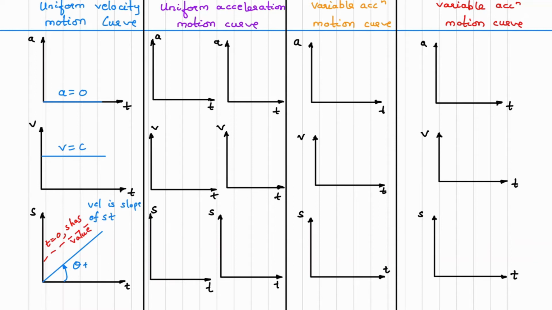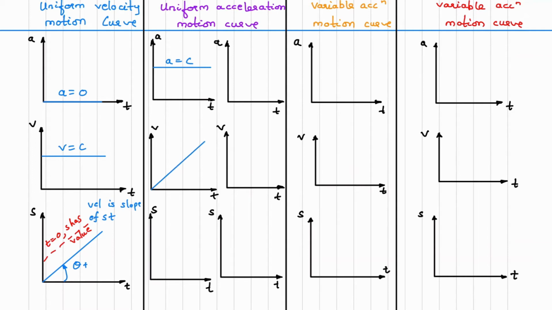Now next we will see the uniform acceleration motion curve. What is the meaning of uniform acceleration? Acceleration will be constant. So we can show a constant acceleration curve. So this will be acceleration equal to constant. Now we have to draw the VT diagram next. How to draw the VT diagram? Slope of the VT diagram is equal to acceleration. Now acceleration is constant, so slope will be what? Constant. So we have to draw like this. So this will be constant.